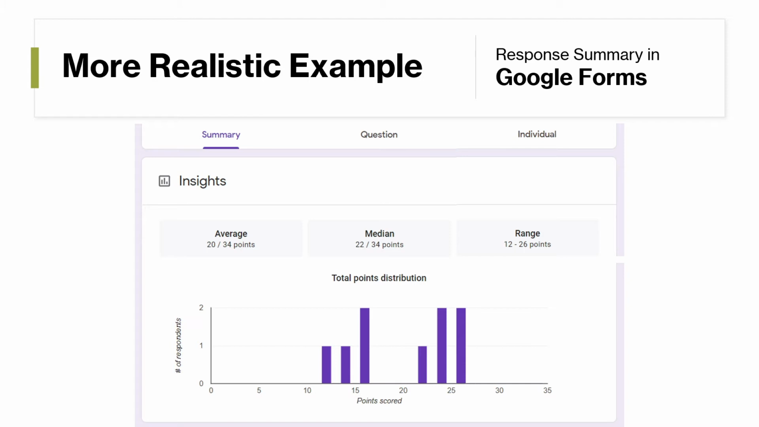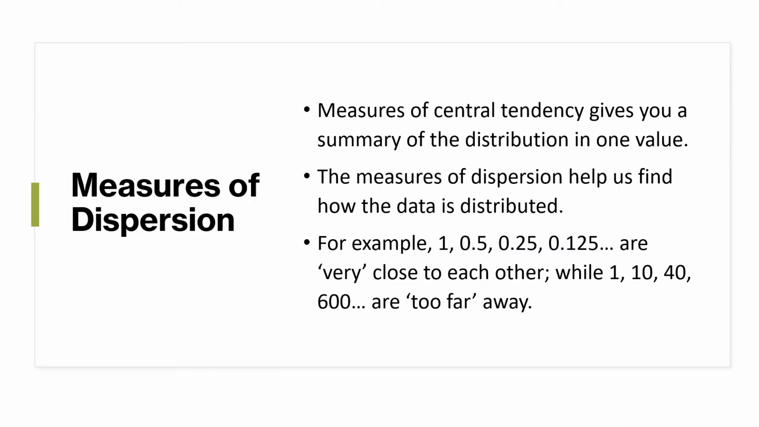Just by looking at central tendencies, we were not able to make many conclusions. Range gave us better insights. That's the need for measures of dispersion: how distributed our data is. For example, look at the numbers 1, 0.5, 0.25, 0.125. These numbers are all very close, right? While if you look at 1, 10, 40, 600, etc., they are too far away. How do you quantify this very close and too far? That's our question here. There are some tools to do that.